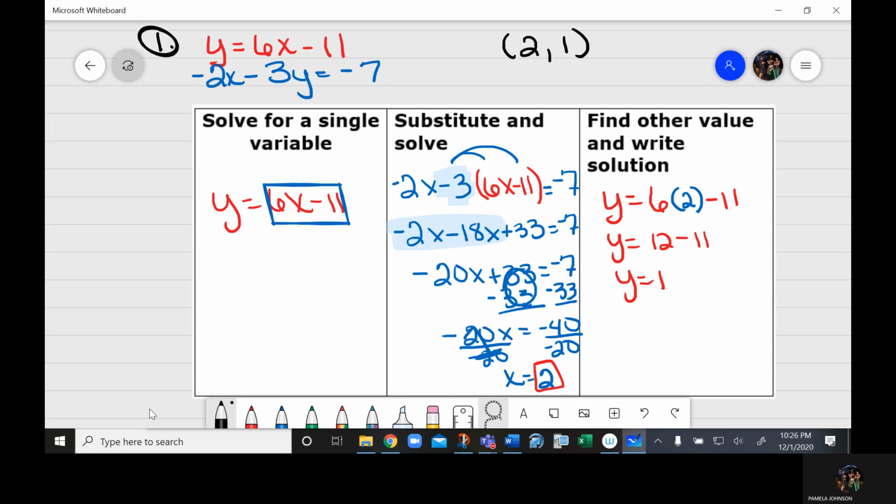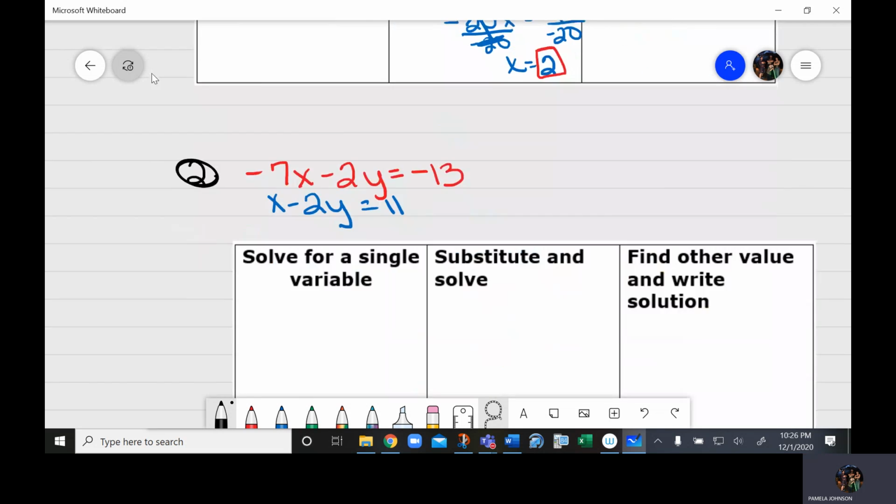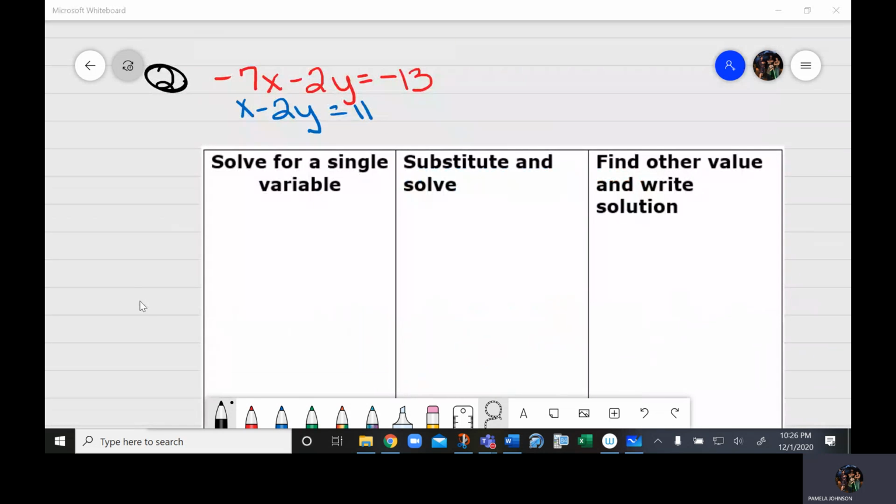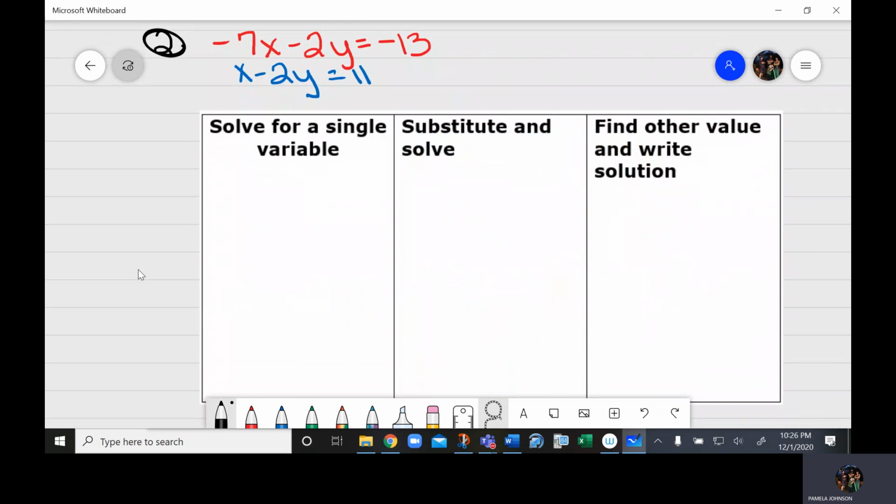Okay. So now let's look at another example. In this example, we will have to actually rearrange one of the equations to solve for a single variable. It doesn't matter which equation you use, and it doesn't matter which variable you solve for. You always want to look for which one is going to be the easiest to rearrange and which variable is going to be the easiest to get by itself.